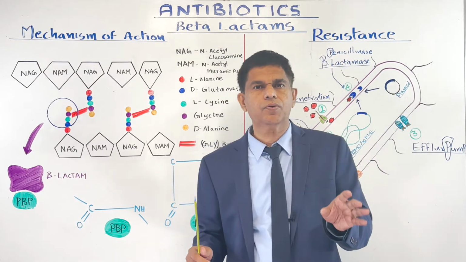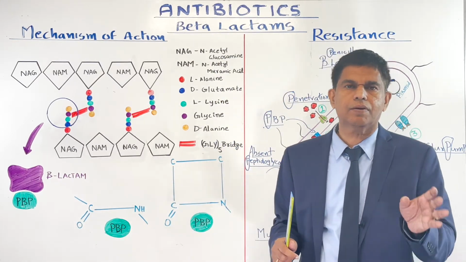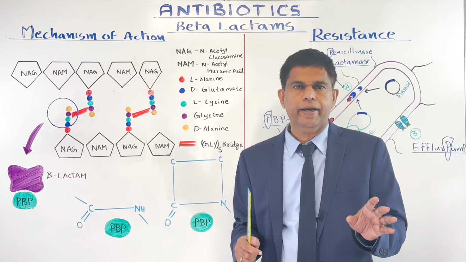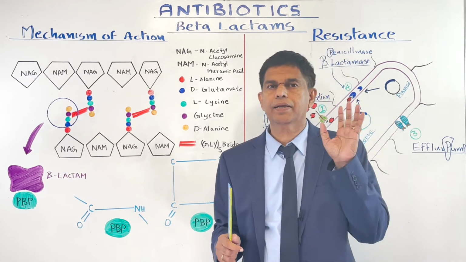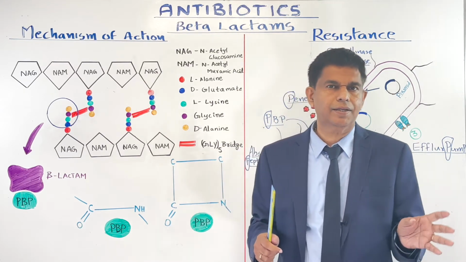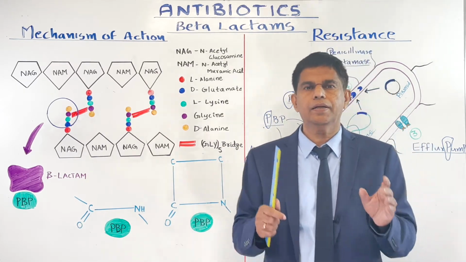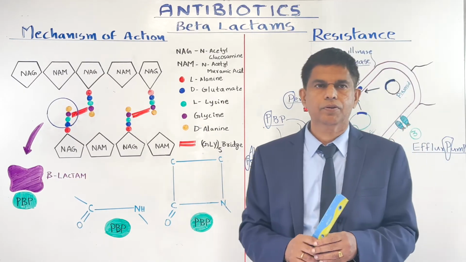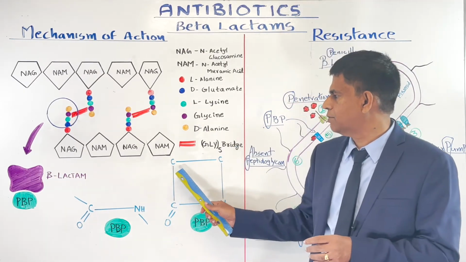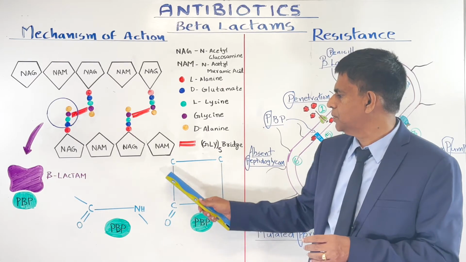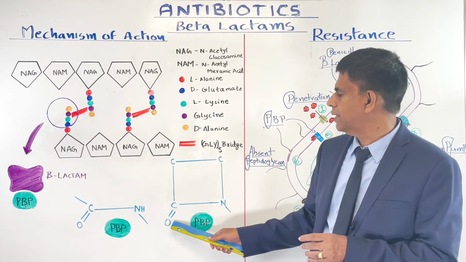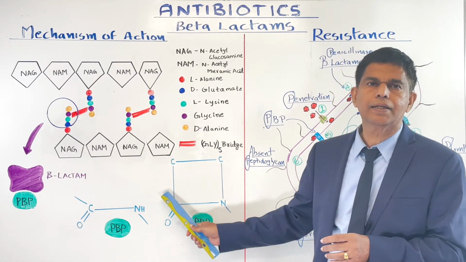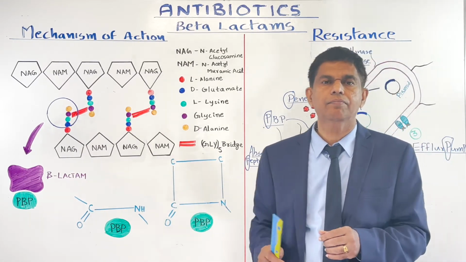Now we have to look at our antibiotic. We already said the four classes we talk about: penicillin, cephalosporin, carbapenem, and monobactam. Penicillin, as we know, was discovered by Alexander Fleming in the 1900s. What penicillin and all of these have is something called a beta-lactam. This beta-lactam has three carbons, an oxygen, and a nitrogen over here. This is called a beta-lactam ring.